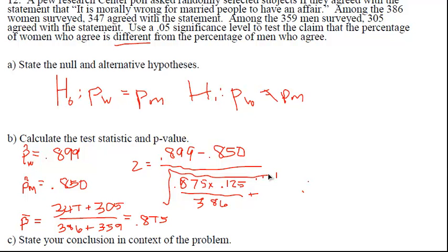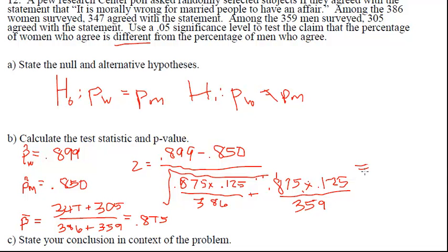All right. This isn't as easy as it looks. Okay. Pretend that square root sign is getting extended. And then I take 0.875 times 0.125 divided by 359. Okay, I'm glad I got that over with.